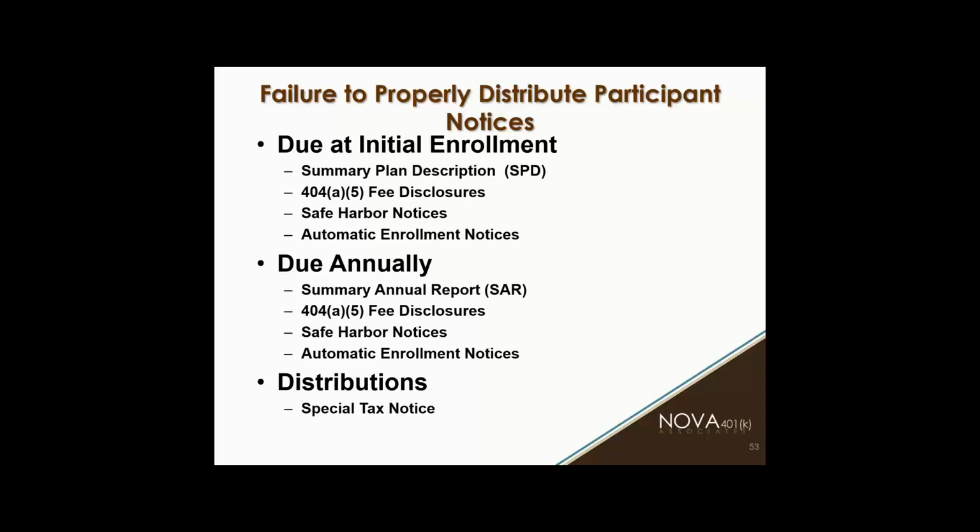Annually, there's a summary annual report. We issue that along with the 5500 when we send it to you for signature. So it covers the financial activity in the 401k plan for the year that passed, right? Annually, there are additional notices. Every year you've got to send out a 404a-5 notice, the fee disclosure. The safe harbor notices are generally required annually along with the automatic enrollment.